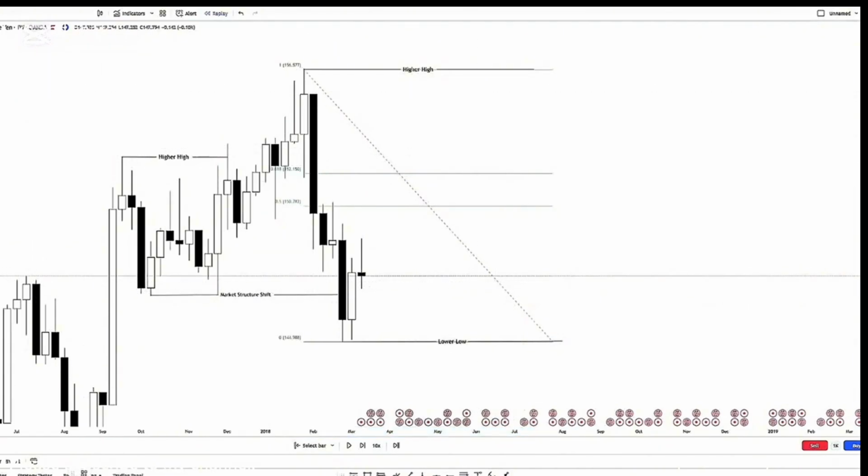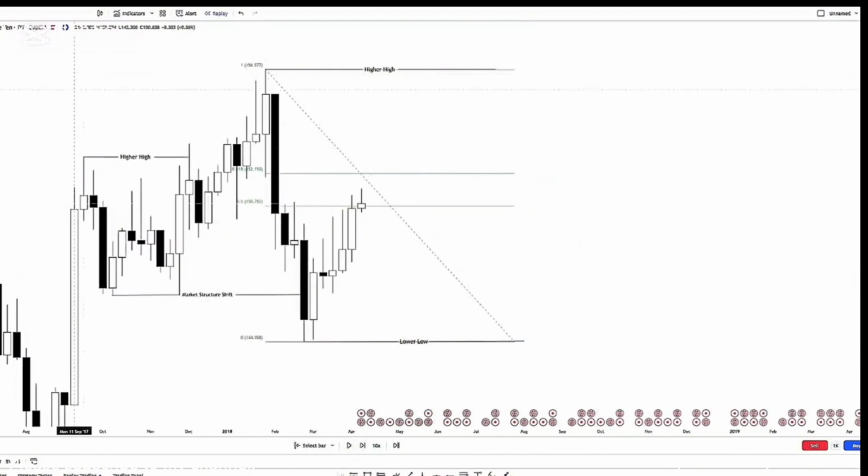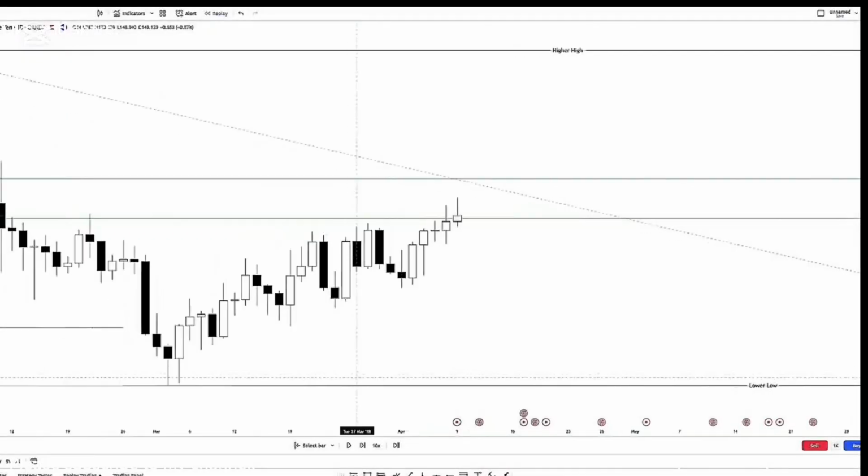Step 4, wait for price to come back into 50% discount level before scaling down to our entry time frame for selling opportunities. As you can see, price is now within our discount level. Time to go down to a lower time frame for entry.